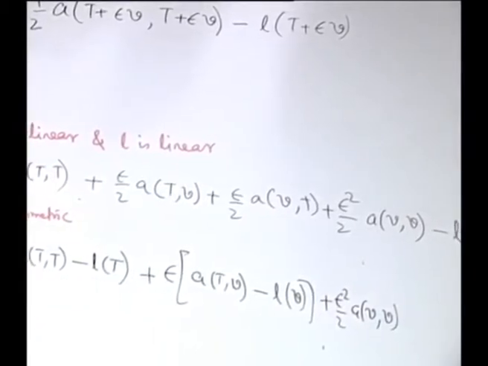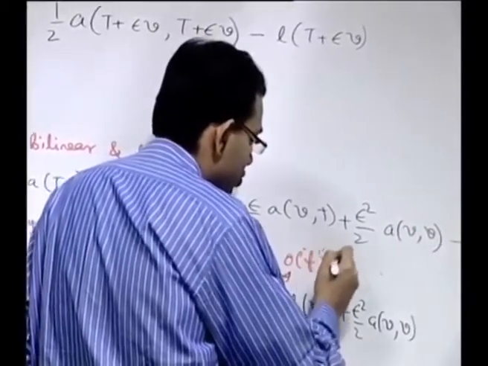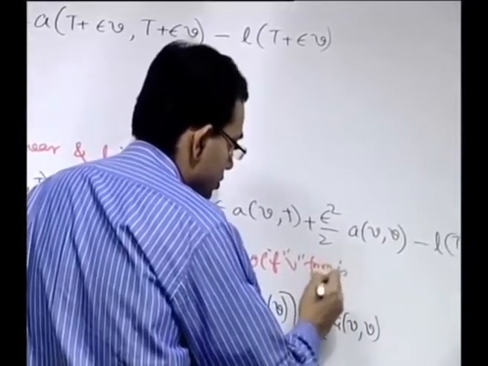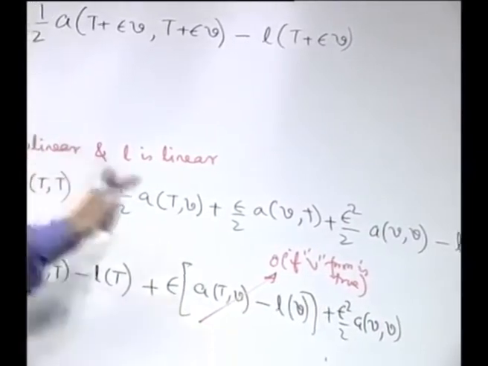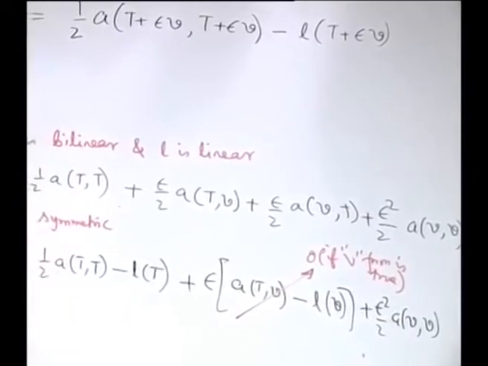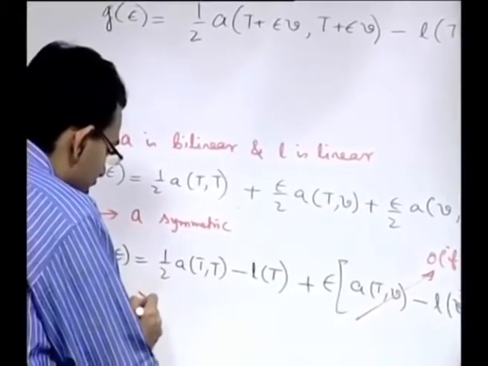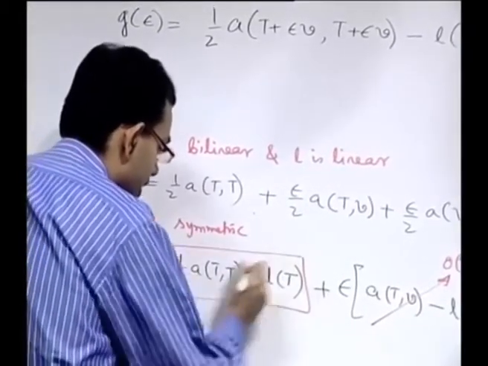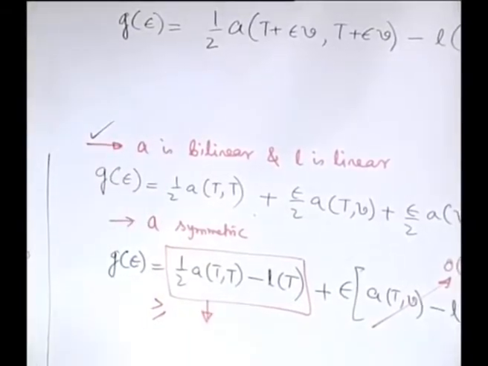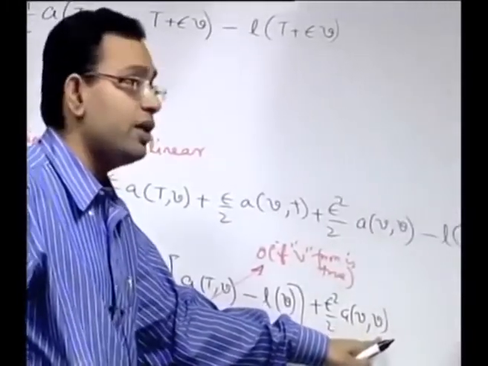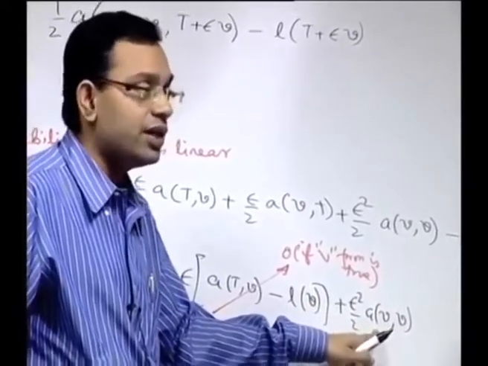Now if we assume that the V form is true, then this is equal to 0. If V form is true, this term is 0, then we can say that G epsilon is always greater than or equal to this term in the box, provided A(V,V) is positive. When that is true, when A is a positive definite operator.